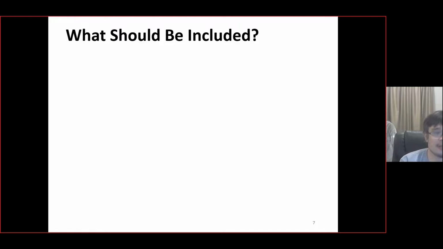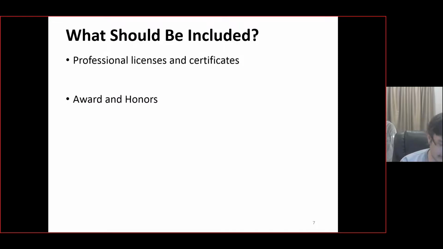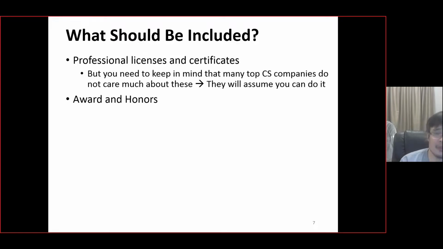What else should you include? Things like awards and honors. Sorry about the ordering animation box. Professional licenses and certificates, if you have them and you want to show that you have them. Keep in mind that if you apply to many of the top computer science companies, they don't care about this. They will assume you know how to do it.